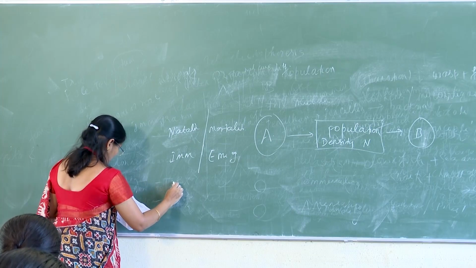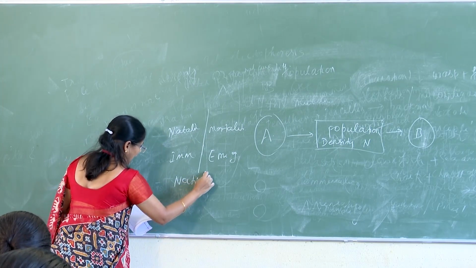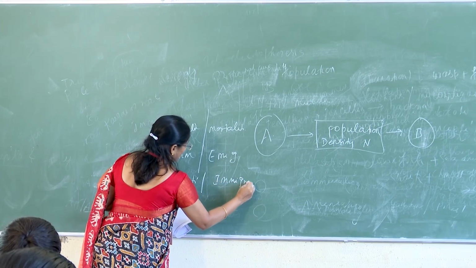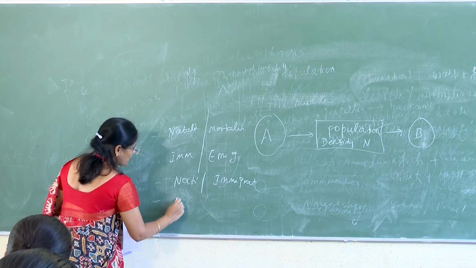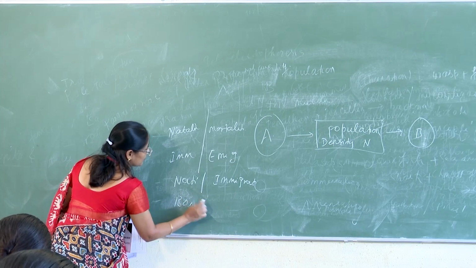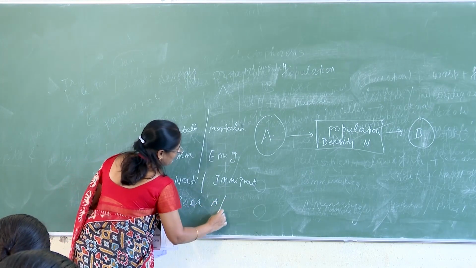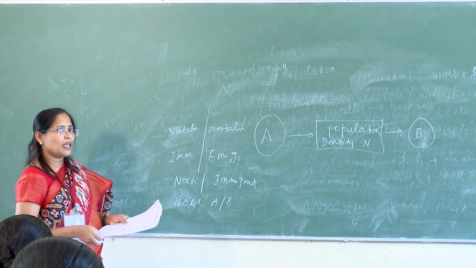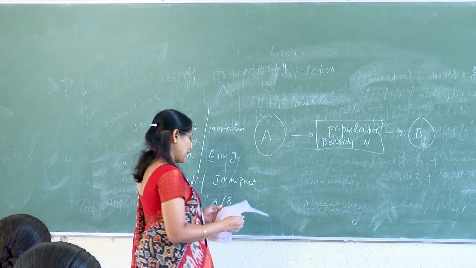Then you have natality and immigration. The last one is both A and B. Both A and B. Okay, so please read the option and write. It can be anything, one plus and another minus. Take down now. Next one.